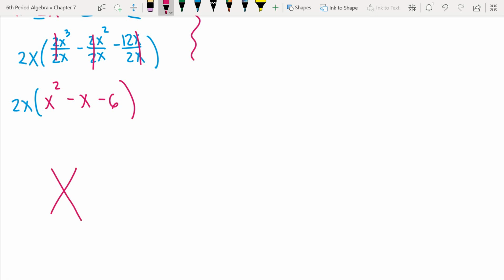Top of my X is A times C, which is -6. Bottom is B, which is -1. And I'm thinking about what times what multiplies to -6, but adds to -1. Well, the only things I can think of are -3 and +2. Those multiply to a negative number, but add to -1. So that's perfect. I go over to my little box here.